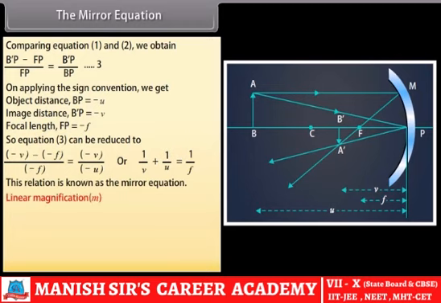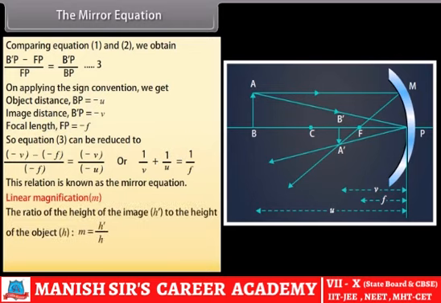Linear magnification, m. The ratio of the height of the image, h', to the height of the object, h. m is equal to h' by h. For the given figure, linear magnification is minus v by u.